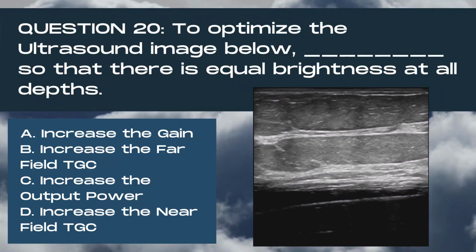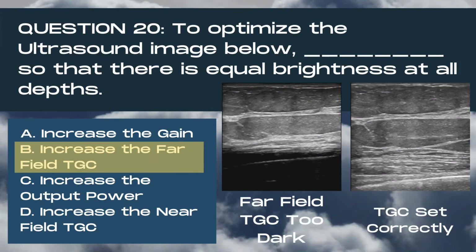Question 20. To optimize the ultrasound image below, blank so that there is equal brightness at all depths. A. Increase the gain. B. Increase the far field TGC. C. Increase the output power. Or D. Increase the near field TGC.